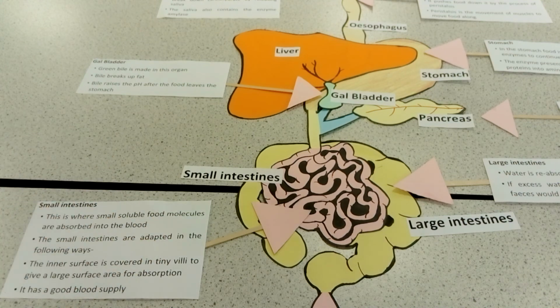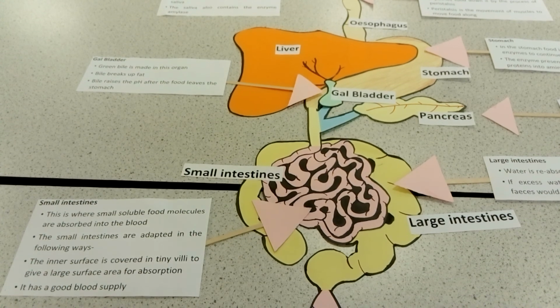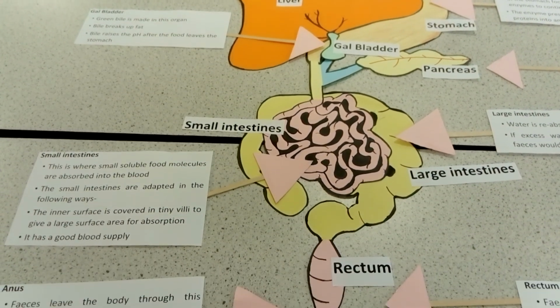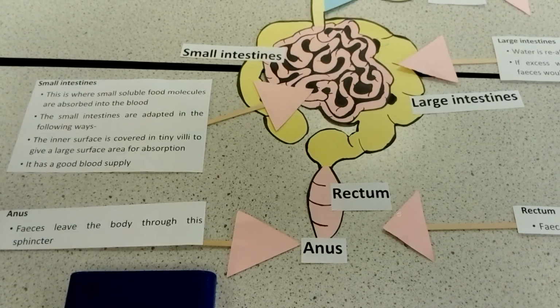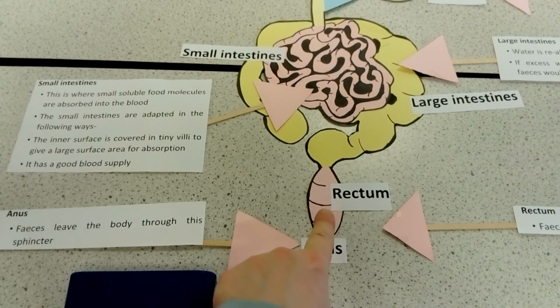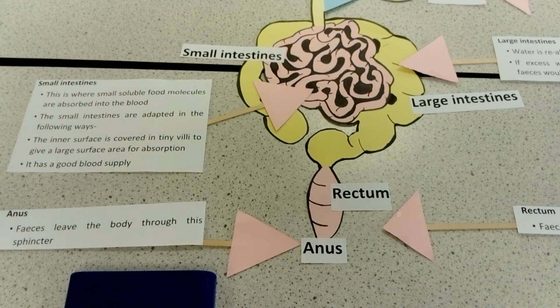After the small intestine, the food enters the large intestine. In the large intestine, excess water is reabsorbed. After the large intestine, the feces that is left over collects in the rectum before being expelled through the anus.